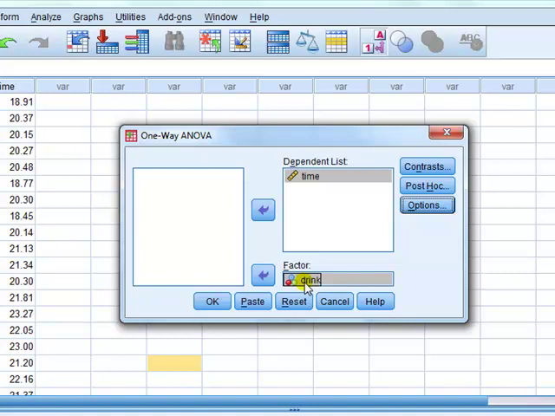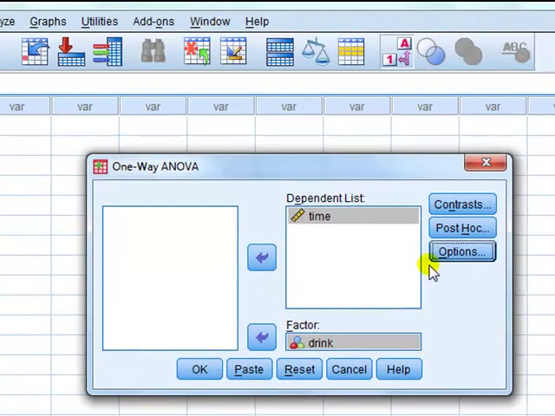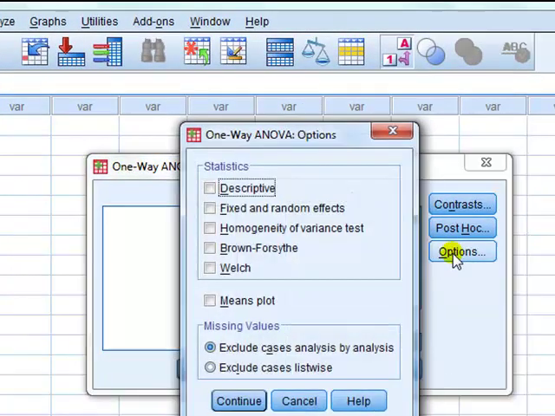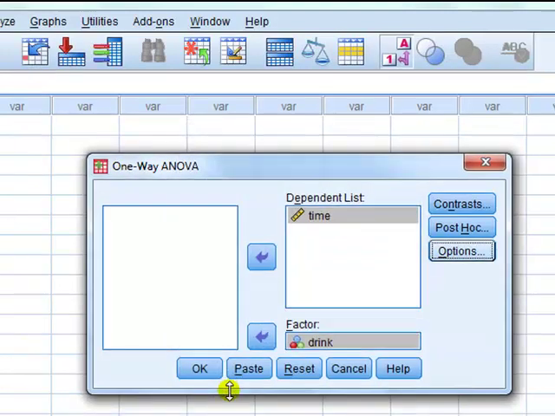Next, we need to test the homogeneity of variances. To do that, we click on Options, and check the homogeneity of variance test. Also, a nice idea to have a look at the descriptives, which give us the mean and standard deviations. An additional plot is the means plot, which will be the mean of each response, the time taken to complete the task after taking each of the drinks. Press continue, then OK.